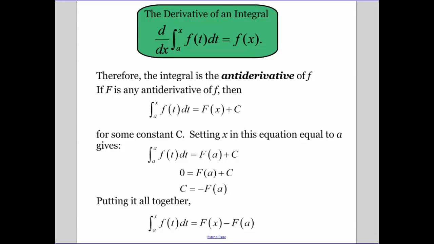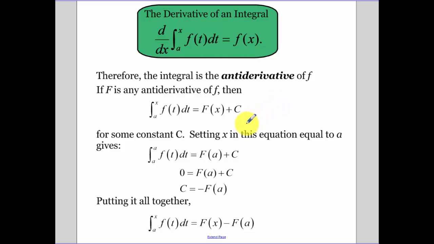Okay, definition of the derivative of an integral. So when you take the derivative of an integral, and we're actually going to go into this a little bit later on, that equals f of x. It's basically the same function because remember, derivatives and integrals are essentially inverses of each other. So therefore, the integral is the antiderivative of f.